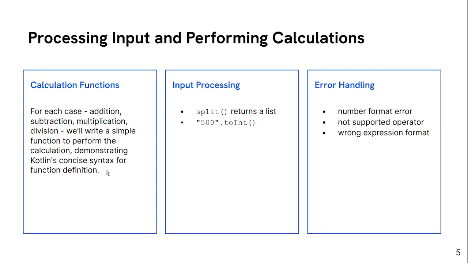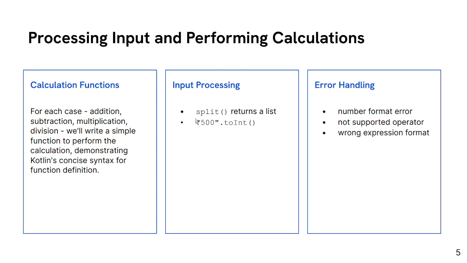For the calculation, we can just define four functions for addition, subtraction, multiplication, and division. Then in the main function, after we read the user input, we can use split. In the split, we also need to specify the delimiter. The delimiter is white space. According to the delimiter, it returns a list of tokens.